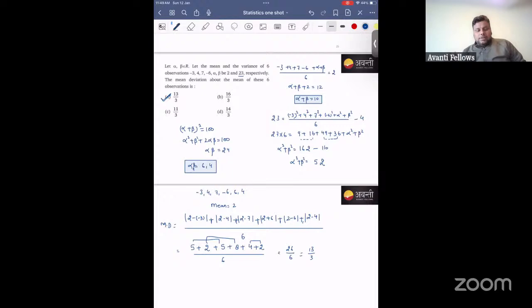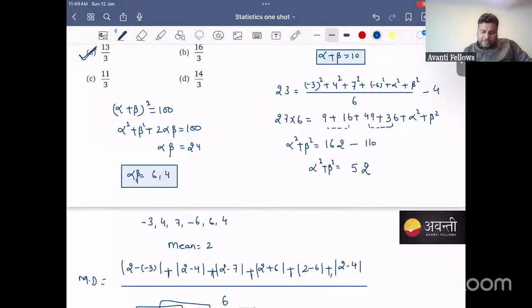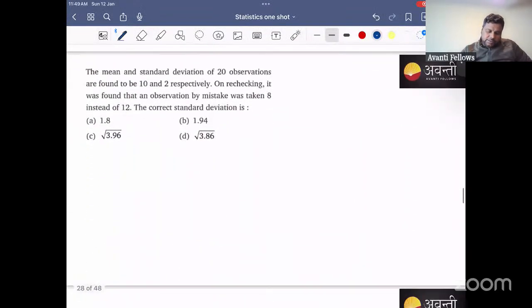Now, let's go for another question. The mean and standard deviation of 20 observations are found to be 10 and 2 respectively. On rechecking, it was found that an observation was by mistake taken as 8 instead of 12. Means you were supposed to take it 12, but you took it 8. So they are asking for the correct standard deviation.